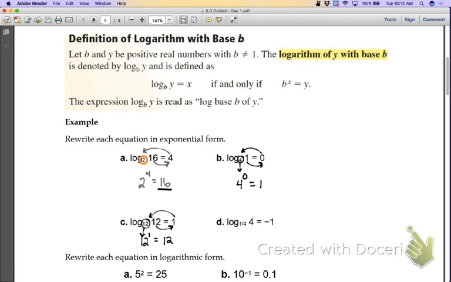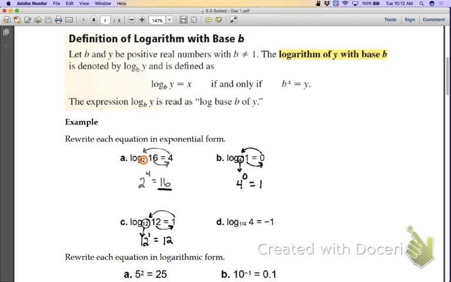The base of your log will never change sides. That's the biggest thing that I would tell you. If the base is on the left side, keep it on the left side. If the base of your log starts on the right side, keep it on the right side. And just change your 12 and whatever the opposite side of your log is.